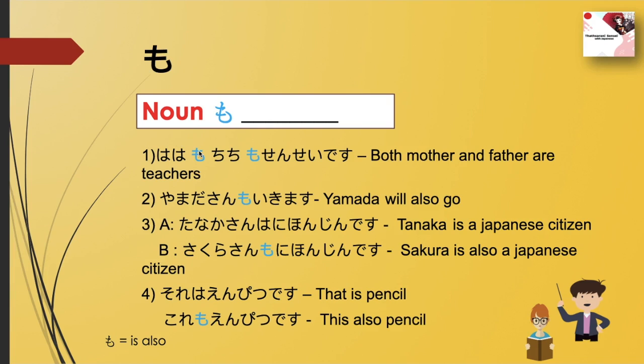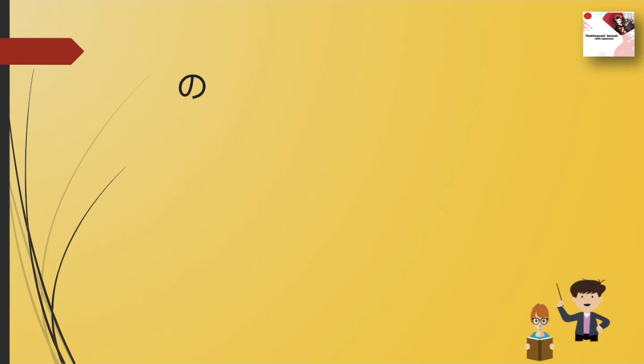Okay, let's move into the next particle, which is no. Now, in a sentence, to add a noun or a thing that is owned by the first noun, we can use this no particle. Okay, we have noun 1, that is the owner of noun 2. Then we can do noun 1, no, noun 2, right?